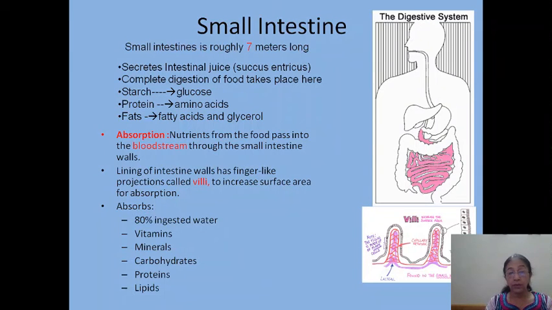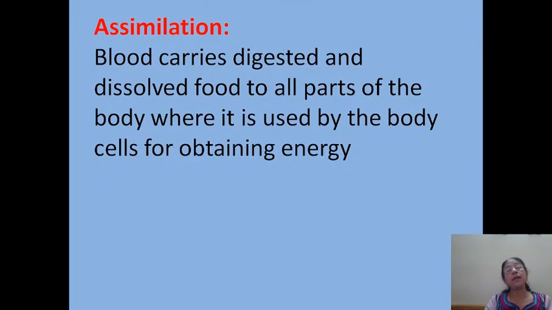Now what is the fourth step? Fourth step is assimilation. Now this blood carries digested and dissolved food to all parts of the body where it is used by the body for obtaining energy, for the growth, for repair and maintenance of the cells, etc.